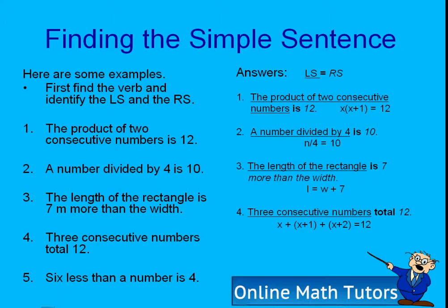Number 5. 6 less than a number is 4. Once again, "is" is our verb or our equal sign. In front of the word "is" says 6 less than a number. Again, the words "less than" mean we subtract 6 from the number. So n minus 6 equals 4.